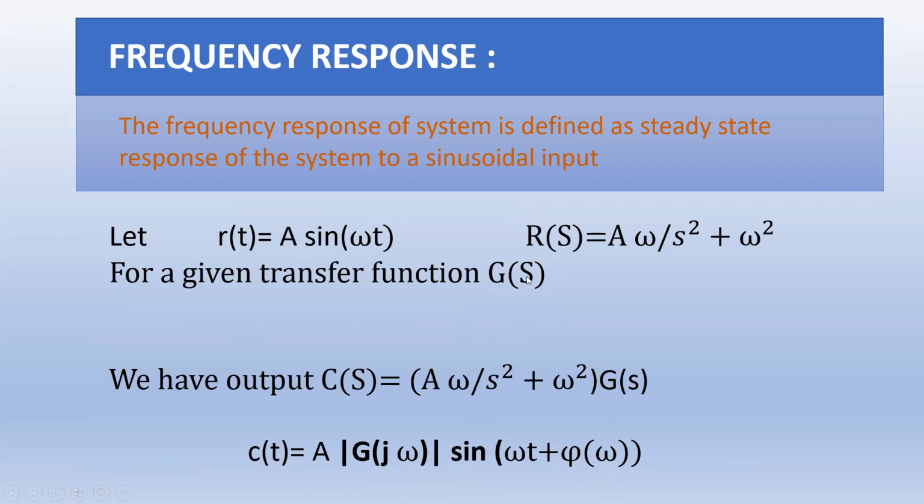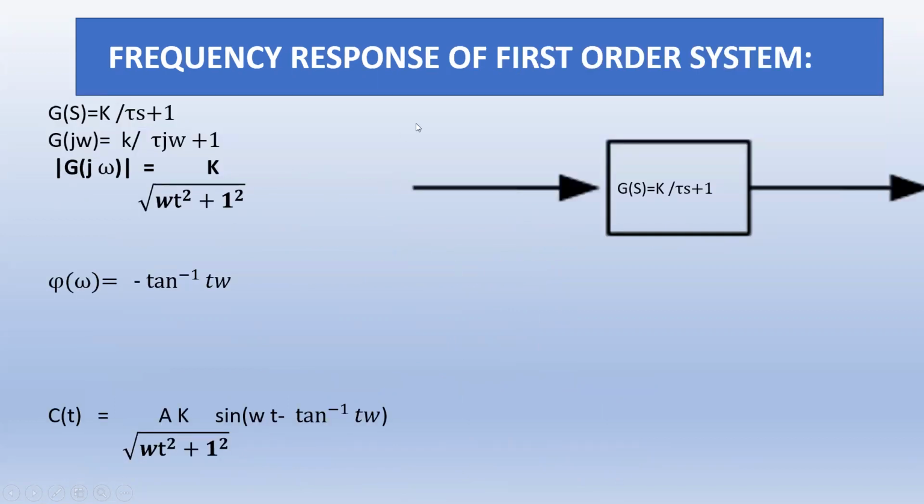Moving on, we need to analyze how the first order system gives the frequency response. So let us start our analysis for the first order system. Here we have a first order system with time constant tau and DC gain K. It is a first order system because the denominator polynomial has the highest power of 1. So this is the transfer function of the first order system.